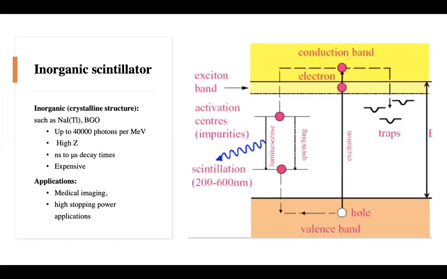Inorganic, like sodium iodide. This is one famous detector. It has a really high yield of photons; for example, 1 mega electron volt from a gamma can produce 40,000 photons. It has a high atomic number and density, so it can be used for high energy. Sodium iodide is used mostly for gamma. It's expensive. Applications include medical imaging, imaging in general, and high stopping power applications.